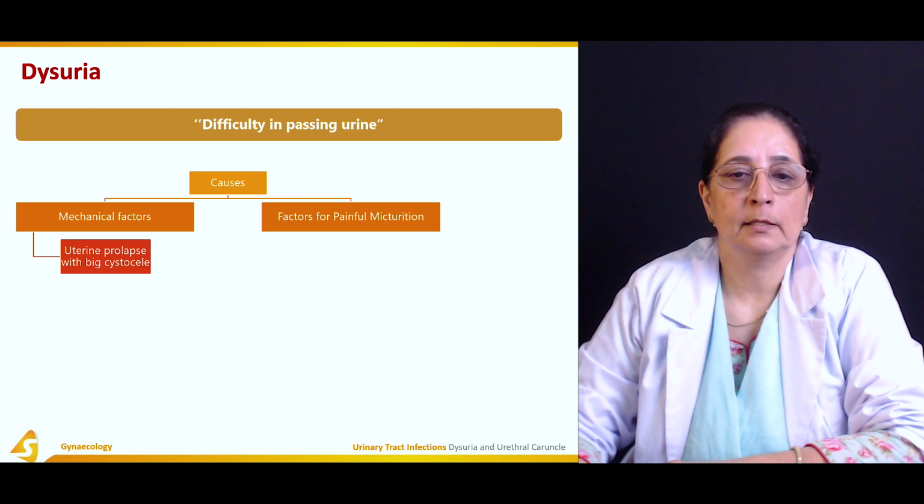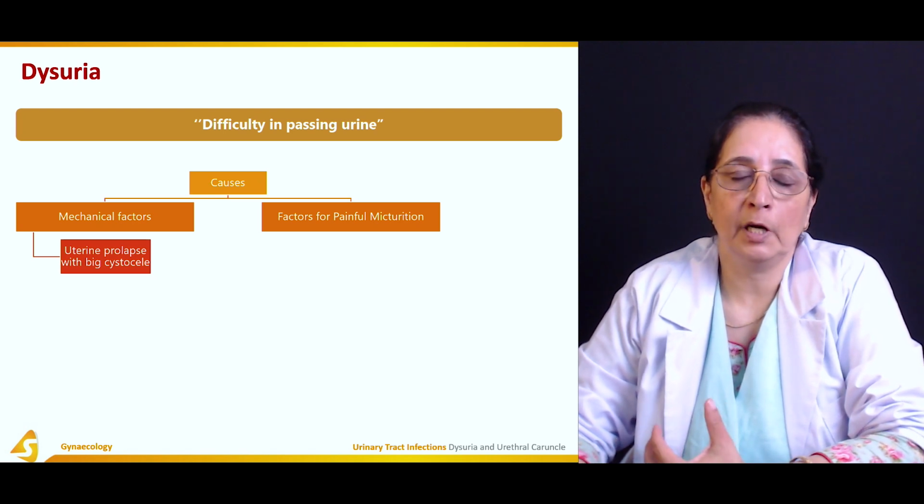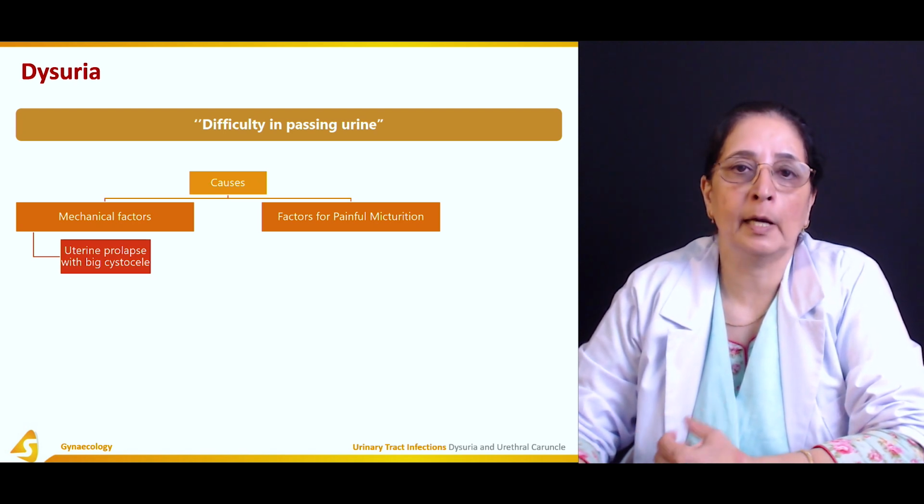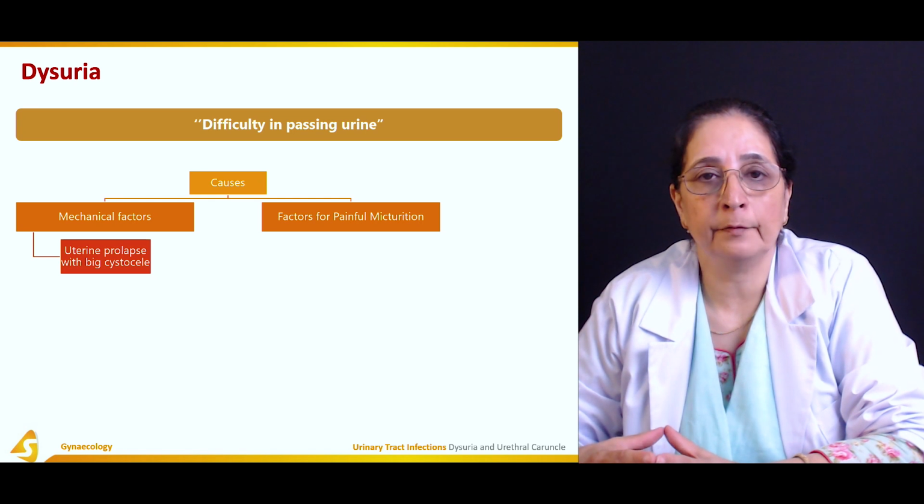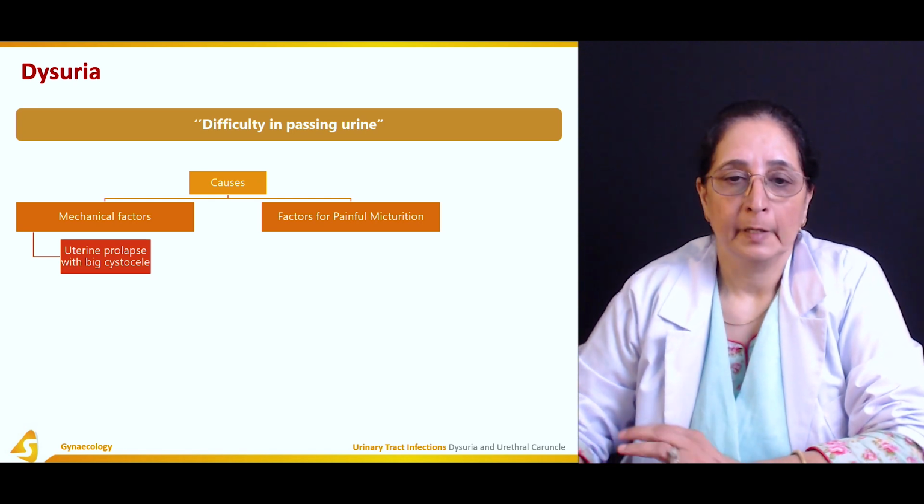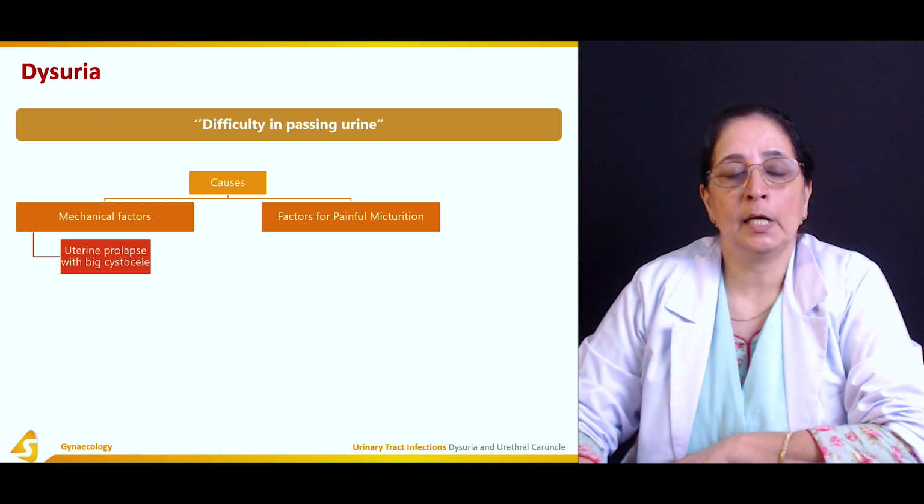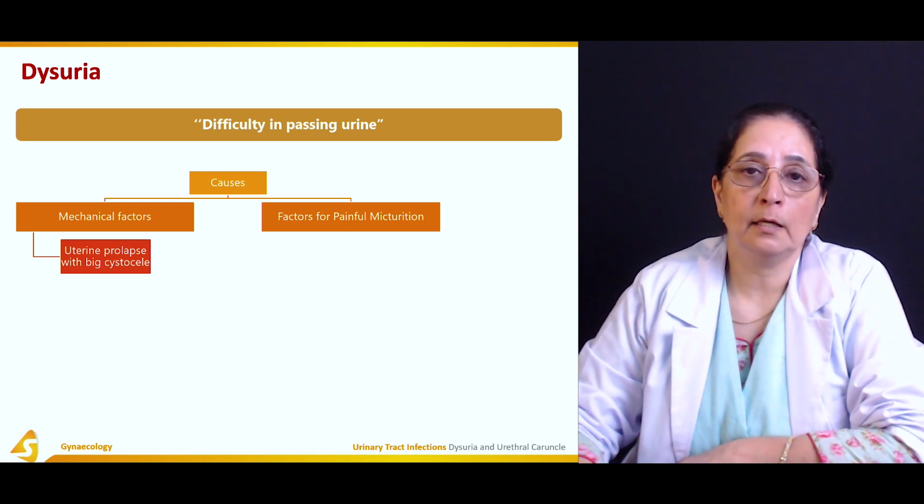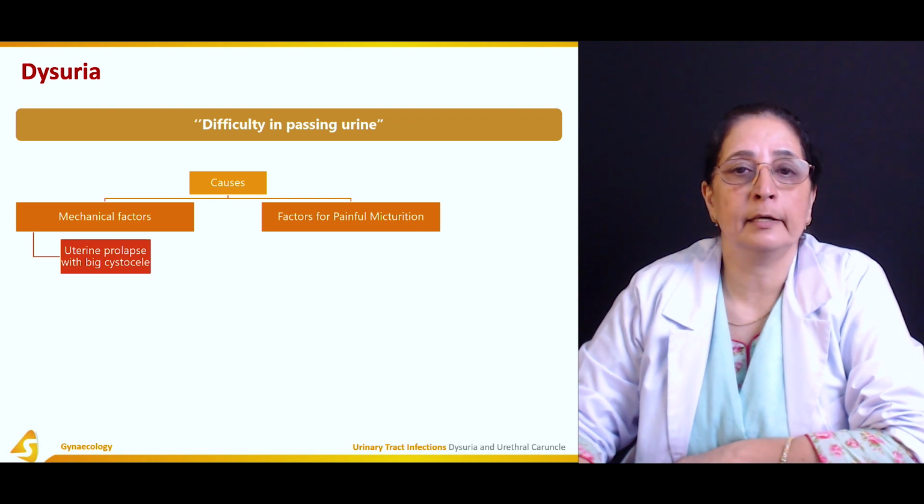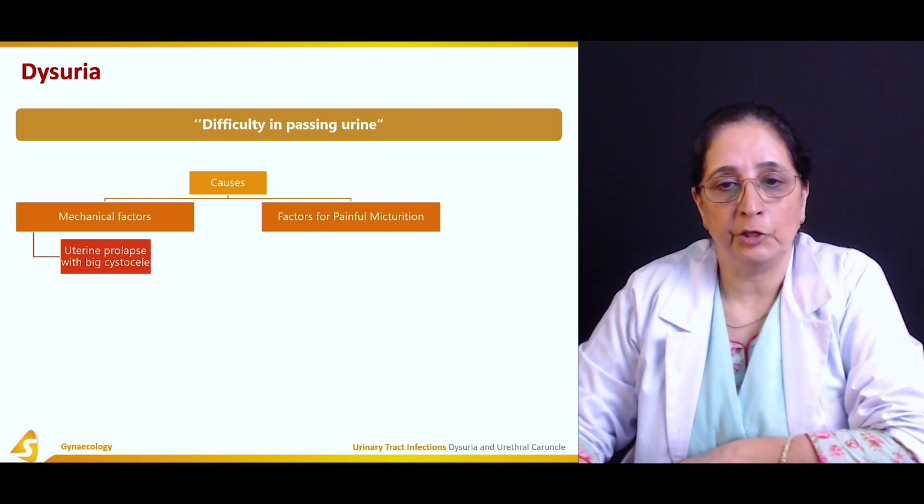Mechanical factors can be prolapse with big cystocele. Uterine prolapse is when the uterus bulges out or comes out, and with big cystocele there is also prolapse of the urinary bladder. So prolapse of the uterus and cystocele, or prolapse of the bladder, are the mechanical factors that can cause dysuria.